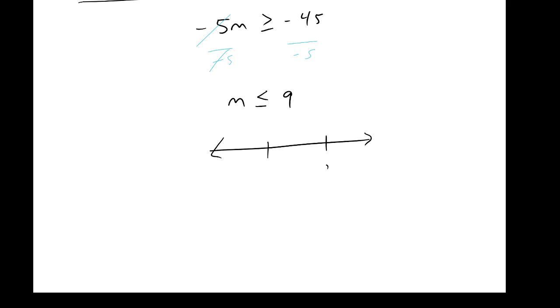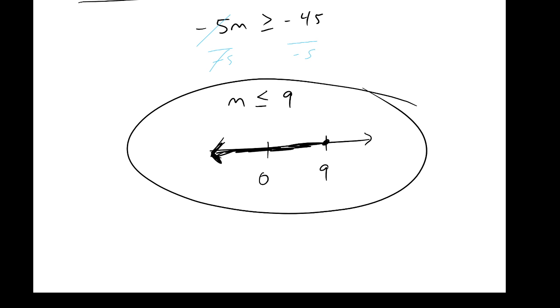So I'm going to show that 9 is on here. Its relationship to 0 is it's on the right side of it, right? It's greater than 0. We're going to put a solid dot because it is not only less than, but is also equal to. And the inequality points to the left of the variable on the left. So there we go. We are done. And that is our answer.